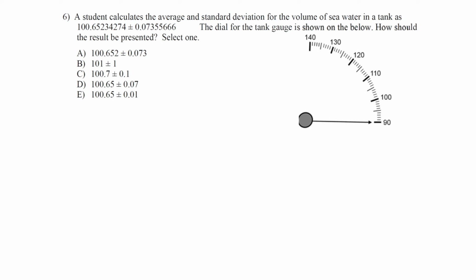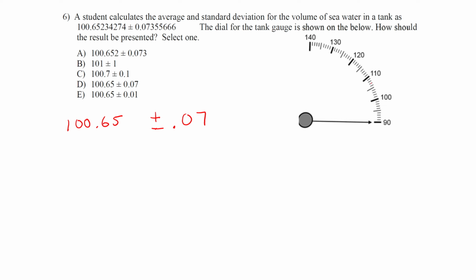Okay. A student calculates the average and standard deviation for the volume of seawater in a tank. Comes up with this average and standard deviation, and this is the gauge that was used. So rule 1, we report our error with one significant figure unless it begins with a 1 or 2, in which case we keep 2. Rule 2, we report the answer so it's the same precision as the error. Rule 3, we compare the instrument error.